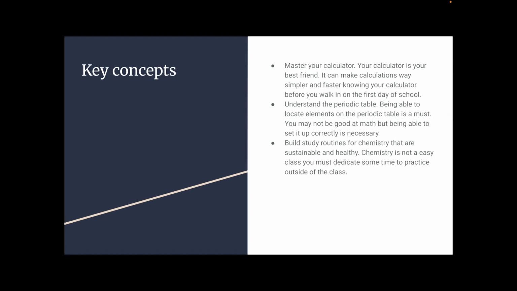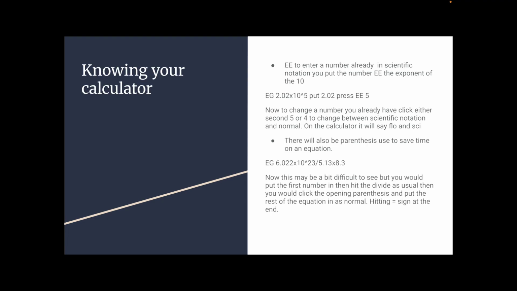Next, we're going to talk about healthy study routines for chemistry that are sustainable. Chemistry is not an easy class, and you have to dedicate some time to practice outside of the class. Class practice does not count. If your teacher gives you a practice worksheet, it isn't good enough. An hour a week should be good enough for you to maintain an A throughout the course.